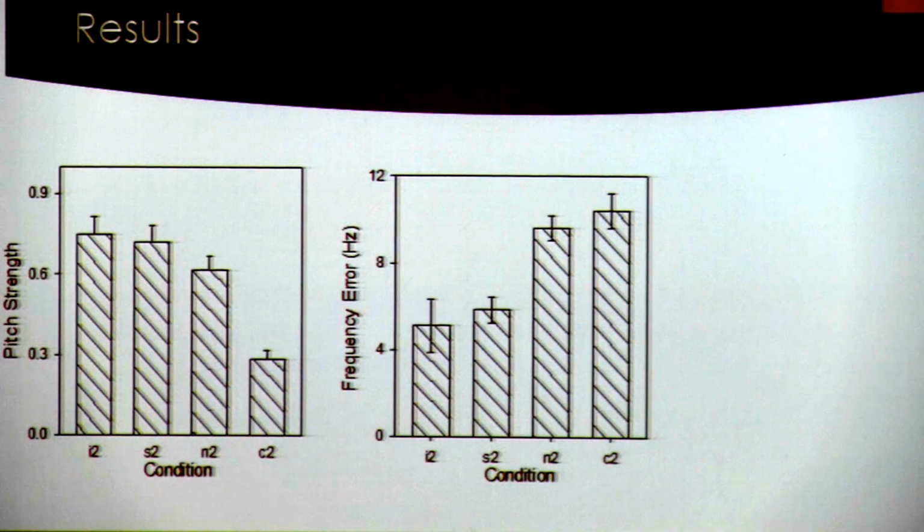So the frequency error: how far is it deviating from the fundamental frequency? We want this to be relatively low. And as you see with the human speech, it is relatively low at about 5 hertz. Synthesized speech, we're looking at about 6 hertz. And then if you look at the hybrid condition, there's a lot of error there. And of course, the control condition takes out the error.